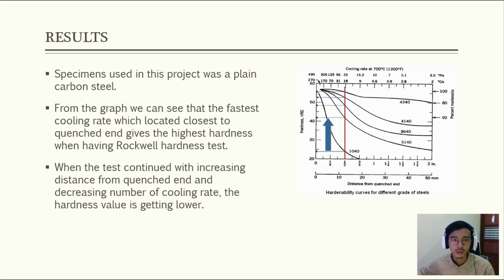From the graph, we can see that the fastest cooling rate, which is located closest to the quenched end, gives the highest hardness in the Rockwell hardness test. As the test continues, with the increasing distance from the quench end and decreasing cooling rate, the hardness value is getting lower.